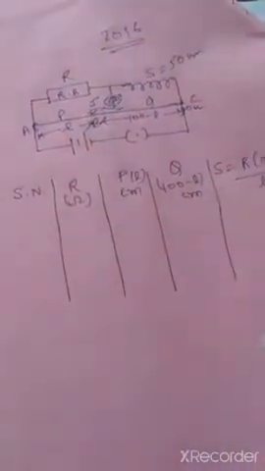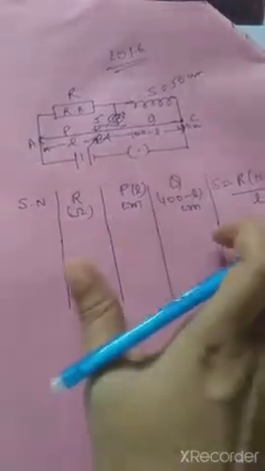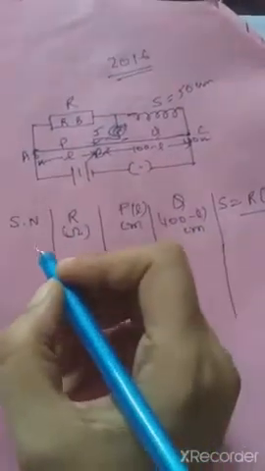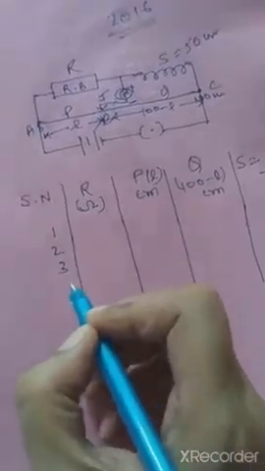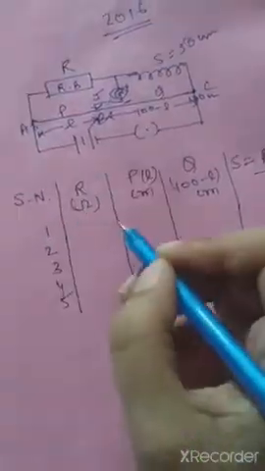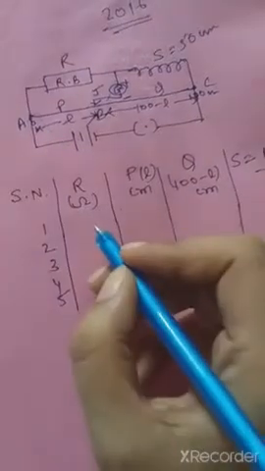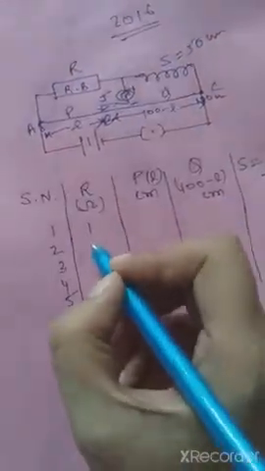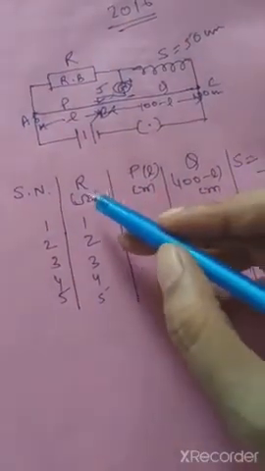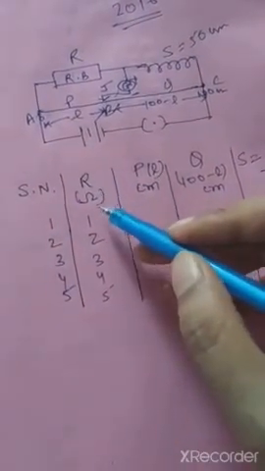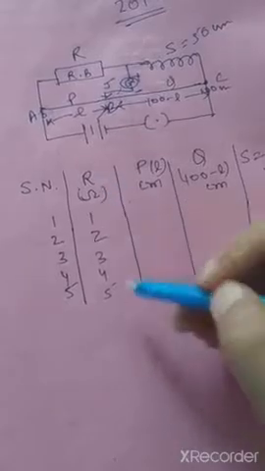Clear? So this is the whole observation table for your unknown resistance. Now it will be given in the paper how many readings you have to take. So 1, 2, 3, 4, 5, and then the R value will be given to you. If it is given from 1, you start writing 1, 2, 3, 4, 5. See, this is the use of writing the unit here. If you have written the unit here, then you can write all the values. That means they are in ohm.